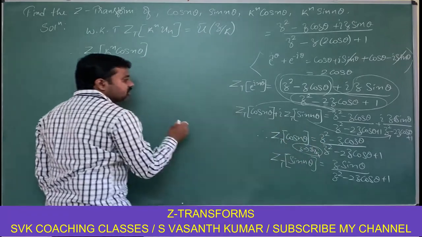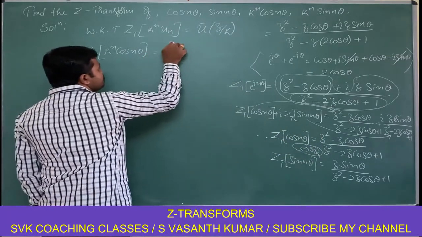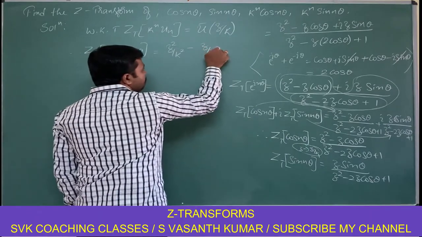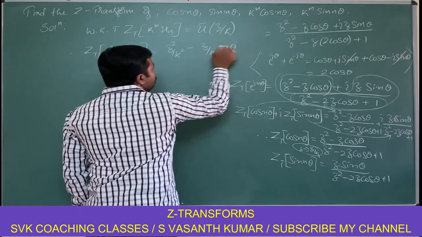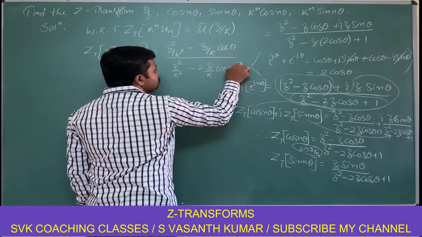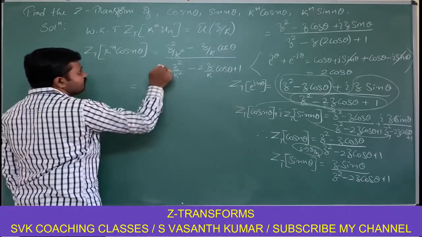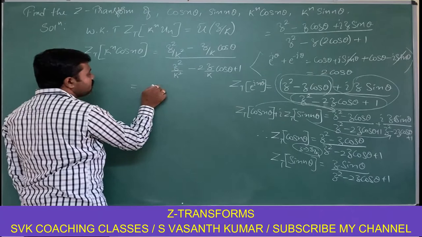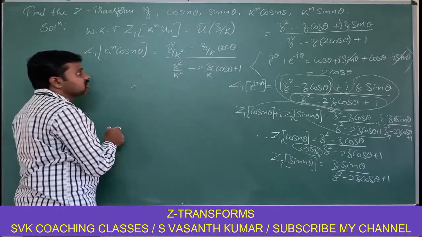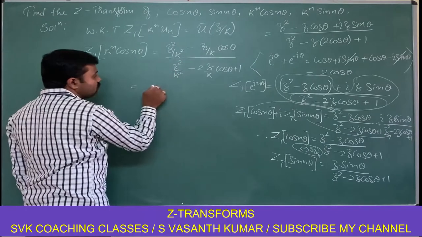So if I replace the value, I am going to get z square by k square minus z by k cos theta, all divided by z square by k square minus 2z by k cos theta plus 1. Simplifying this, taking LCM in the numerator and denominator, the LCM is k square for both. So k square gets cancelled.